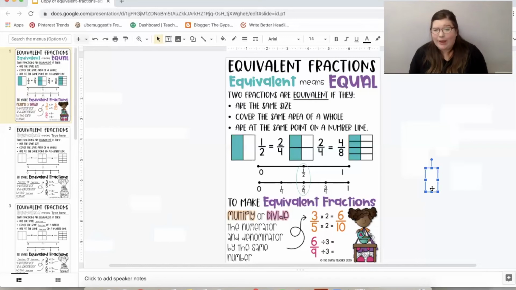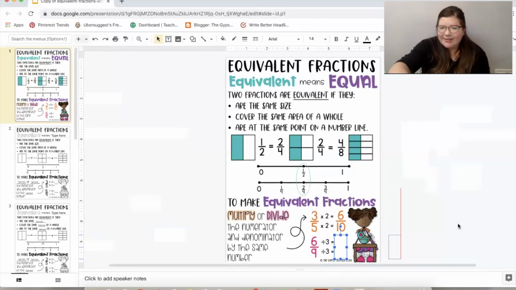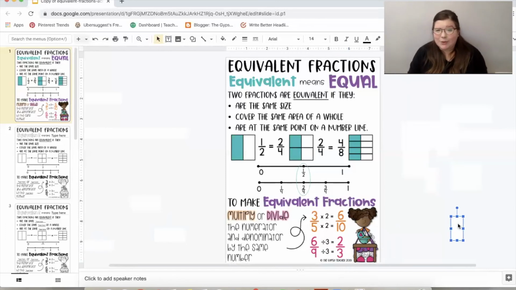All right, then we also can divide. So are 6 and 9 prime numbers? Nope, they aren't, because we can divide them, right? So if we divide 6 and 9 by 3, what do you think we would get? What is 6 divided by 3? 2. And what is 9 divided by 3? 3, very good. So 6/9 is equal to what? 2/3. Yeah, those are equivalent fractions. So if you ever want to make an equivalent fraction, all you got to do is multiply or divide.